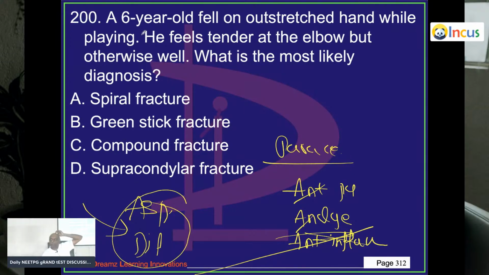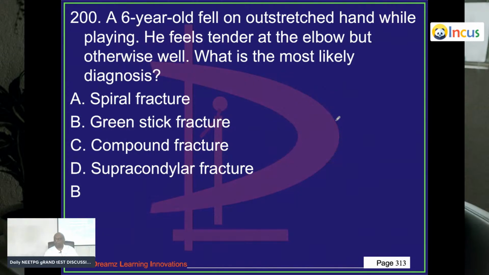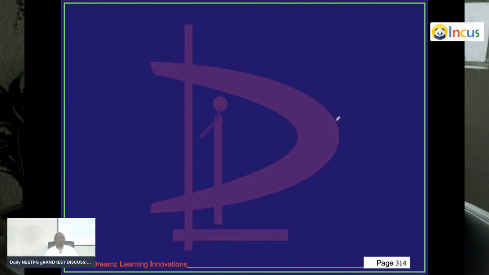Now, 6-year-old, of course, what are the signs in inflammation? Dolor, rubor, pallor. Dolor, it kills pain. Rubor, it is antipyretic. So, while he feels tender at the elbow, but otherwise well. Greenstick. Abba.